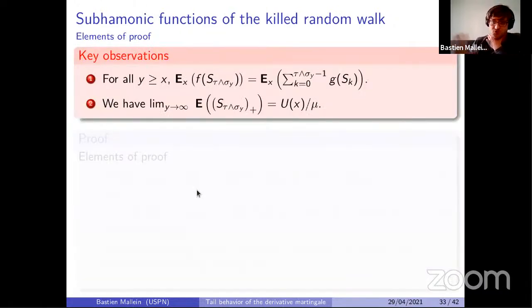So just to give you some ideas of the method we use for the proof. The idea is to use the optional stopping theorem on the martingale f of s_(tau infimum n) minus the sum of g of s_k from k going from 0 to tau minus 1. And I stop it at time sigma_y, which is the first time where the random walk goes above level y. So we know that, in this situation with our assumptions, we can apply the optional stopping theorem. And so we have the equality between those two quantities.